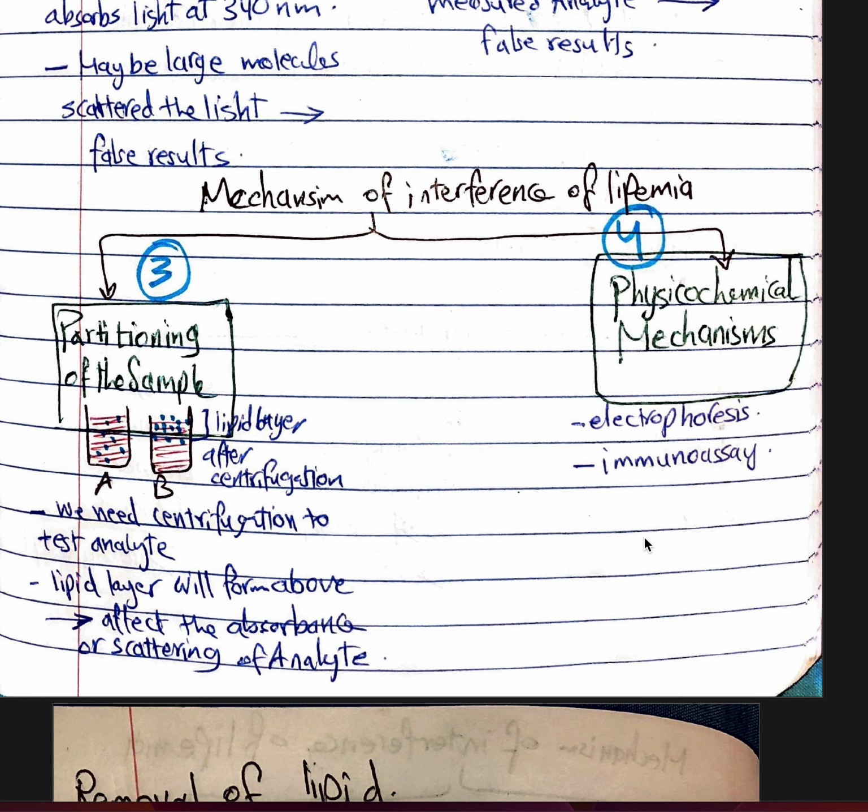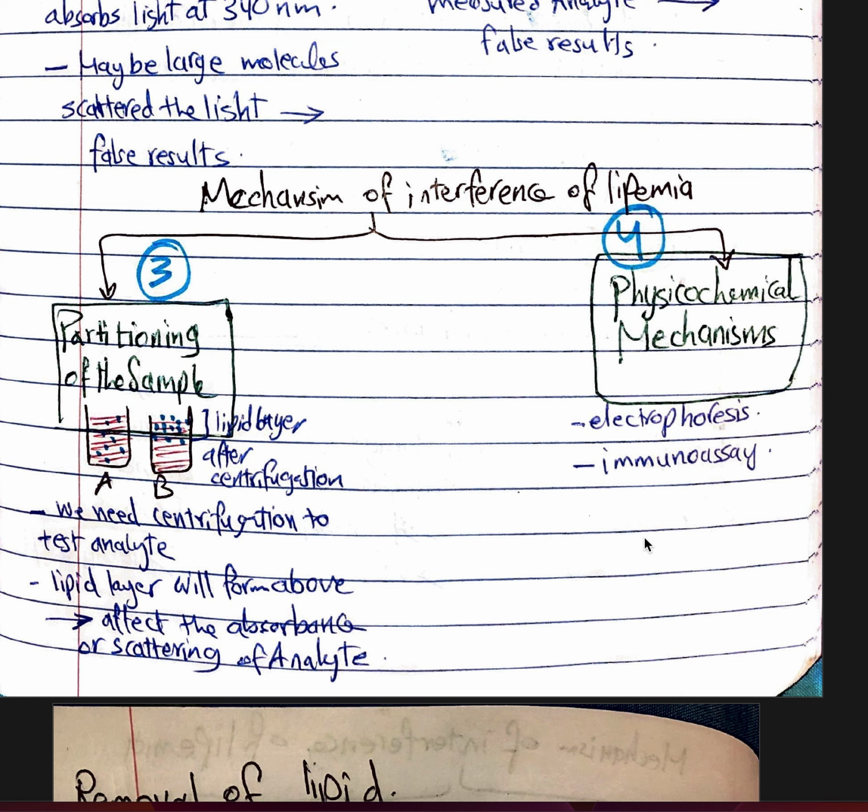The other mechanism is physicochemical, like electrophoresis and immunoassay. We know that electrophoresis separates proteins according to their molecular level, but these lipids can also interfere because they sometimes contain lipoproteins, so electrophoresis and immunoassay are also affected.